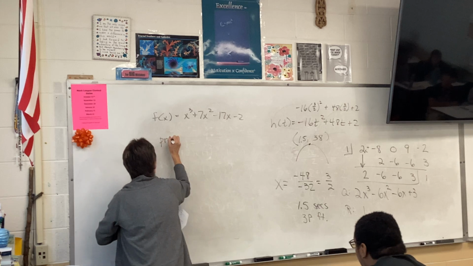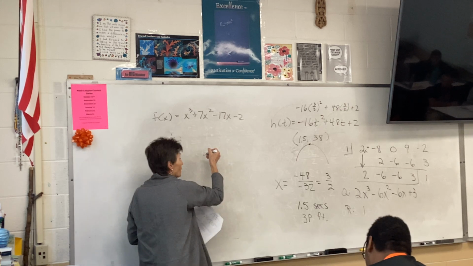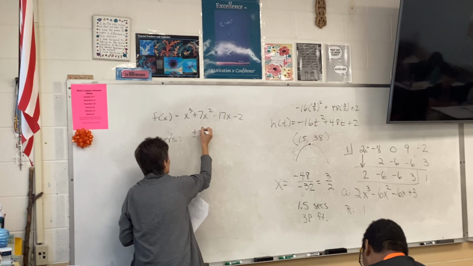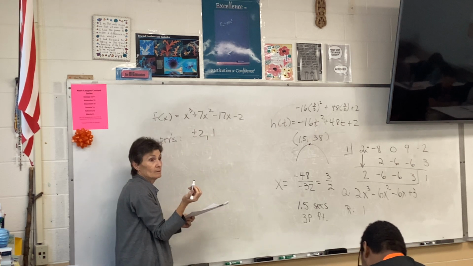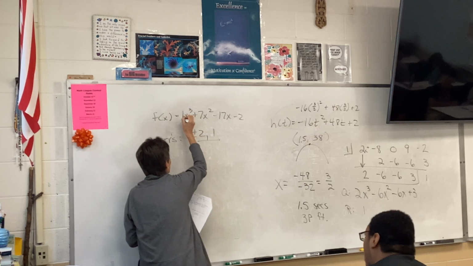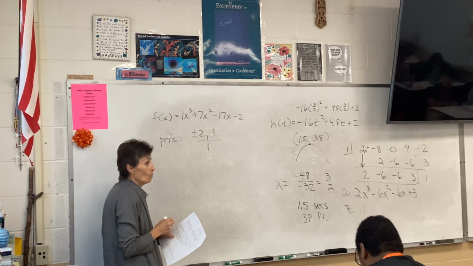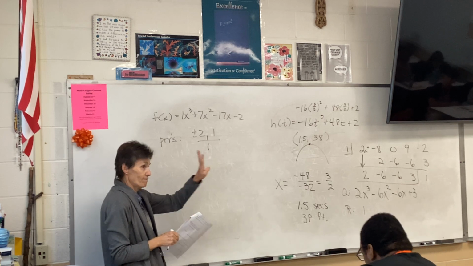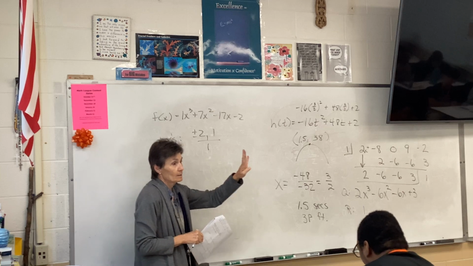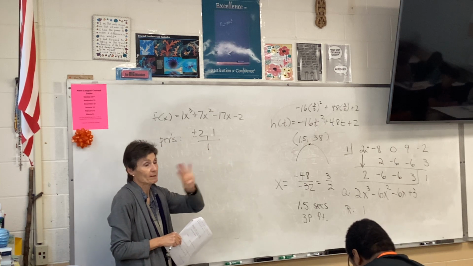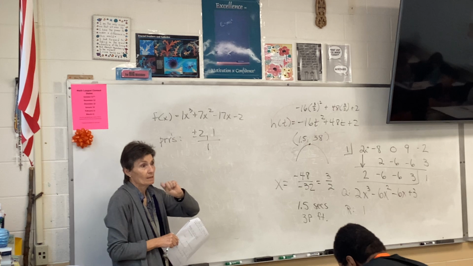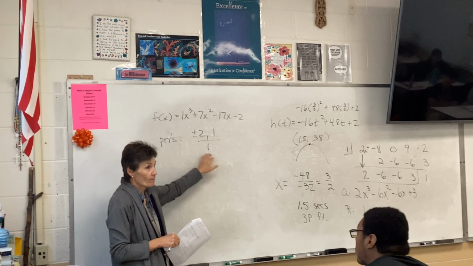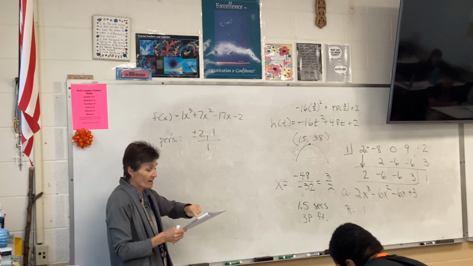All right, what are my PRRs? Possible rational roots, here we go. Factors of negative 2, so that's plus or minus 2 and 1. 2 over 1. Over factors of 1. So basically, you only have 4 numbers to guess, right? So maybe you'll get lucky right off the bat, but at worst, you're going to have 4 guesses. 1, negative 1, 2, negative 2. Everybody got this?